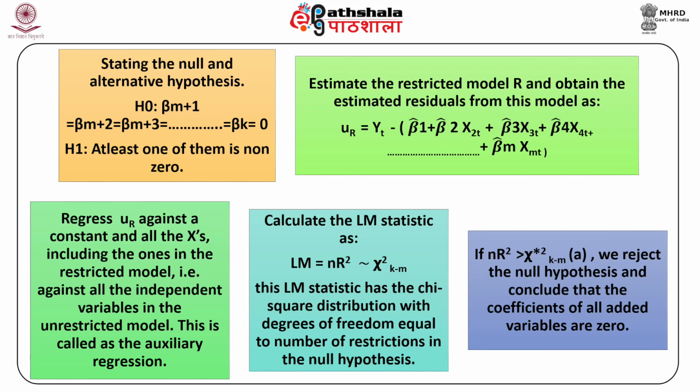Third, regress u R hat against a constant and all the x's, including the ones in the restricted model, that is, against all the independent variables in the unrestricted model. This is called the auxiliary regression. Calculate the LM statistic as LM is equal to N R square, distributed as chi square k minus m with degrees of freedom equal to the number of restrictions in the null hypothesis. If N R square is greater than chi square k minus m, we reject the null hypothesis and conclude that the coefficients of all added variables are not 0.